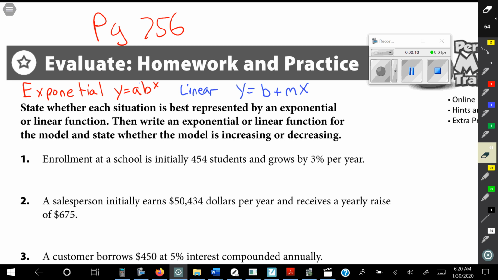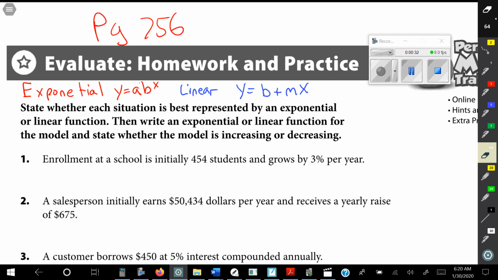So this is what you want to do. You want to know if it's going up by a percentage or doubling or something like that. If it's doing that, then it's exponential. But if it's going up by the same amount, then it's going to be linear. So let's take a look at the first example.